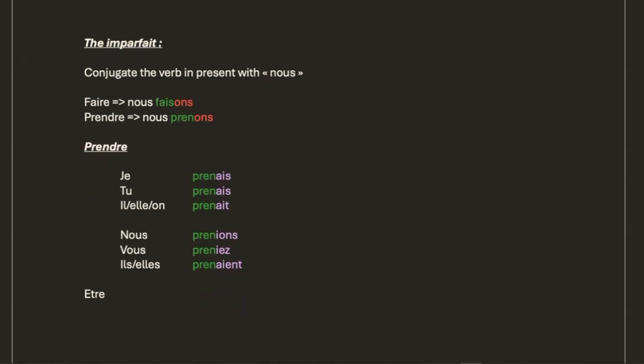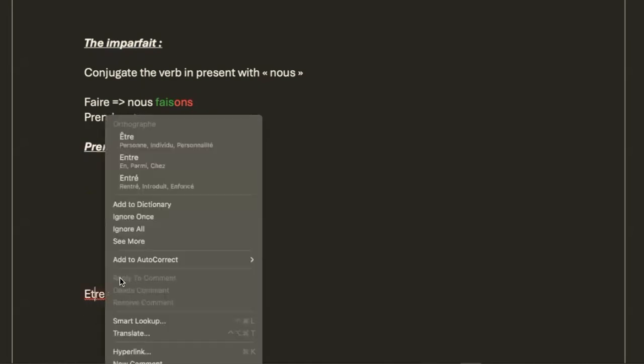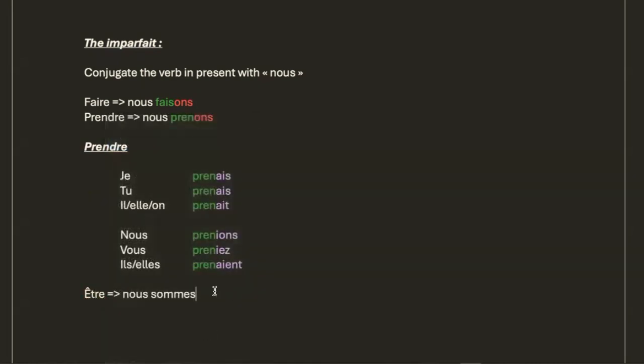Why is être an exception? Because if I put être in present with nous, it would be nous sommes. Well, there is no ONS to drop here, so we have an issue. So être is going to be a tiny bit different. We're just going to keep ét. So être, actually, the root is going to be ét. And that's it.